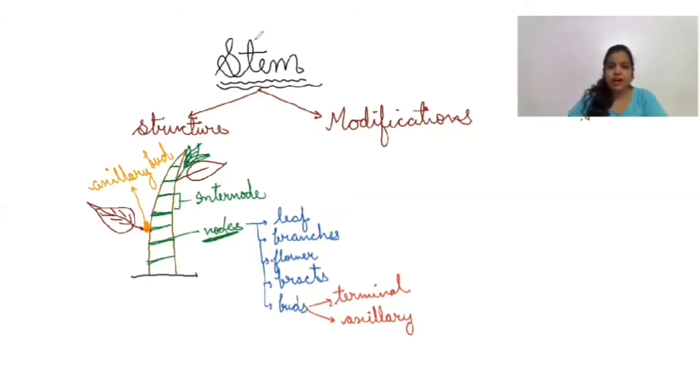Coming to the next part, that is modifications. We are going to see modifications in three partitions. What are the three partitions? So the first partition of modification is underground modification.